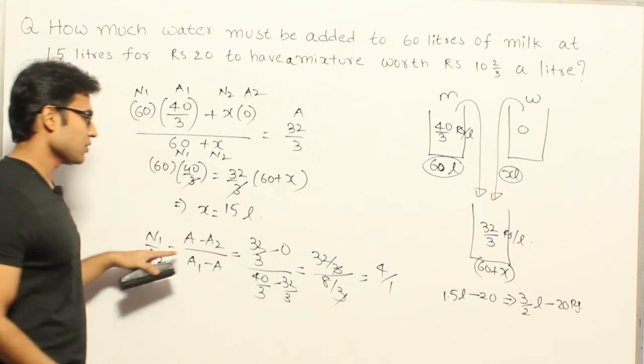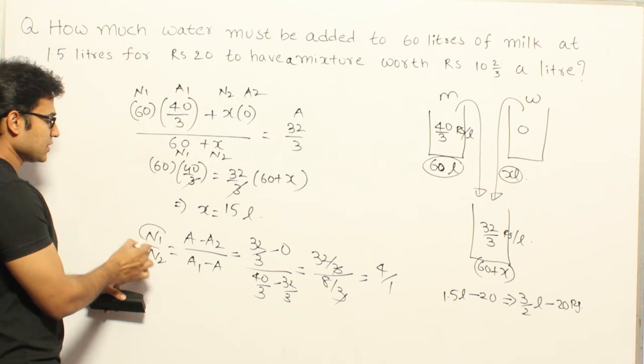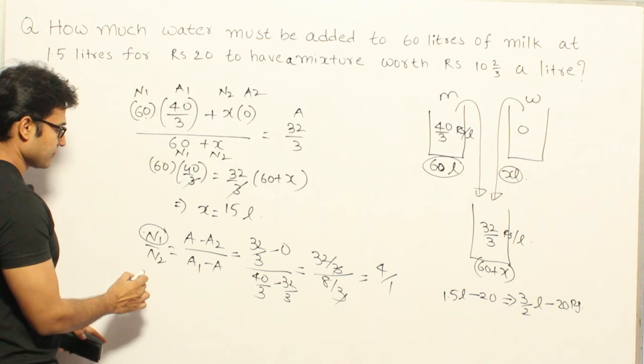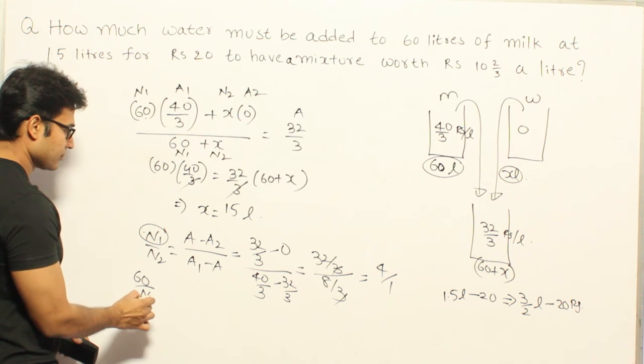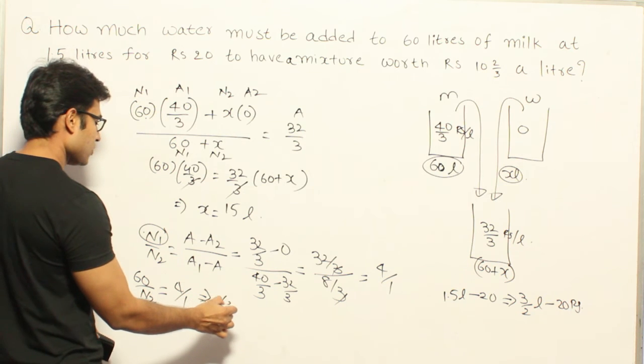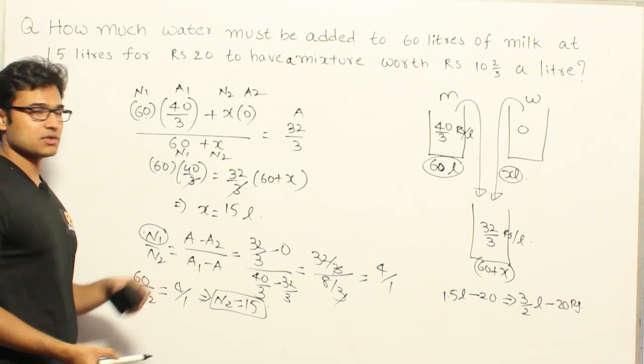So N1 is to N2 has to be in the ratio of 4:1, and we already know that N1 is 60 liters, isn't it? It is already given. So if you substitute 60 here, 60 by N2 equal to 4/1. So what do you get? N2 is going to be 15 liters. Right, that is one way of solving it.